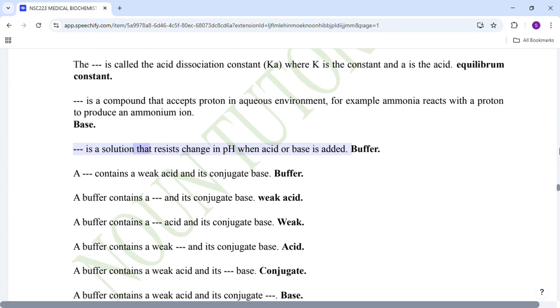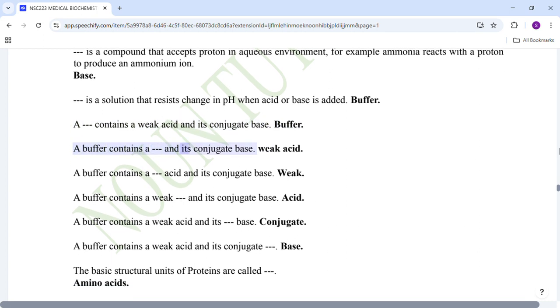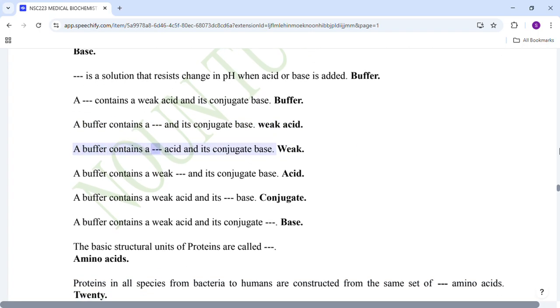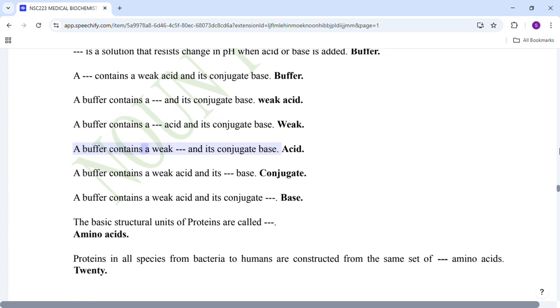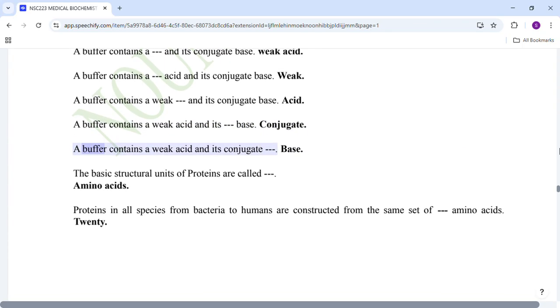A buffer is a solution that resists change in pH when acid or base is added. A buffer contains a weak acid and its conjugate base.